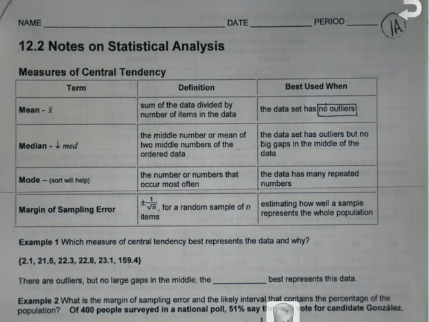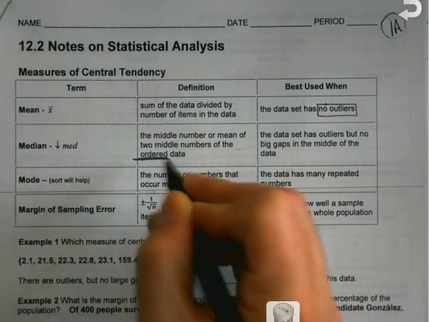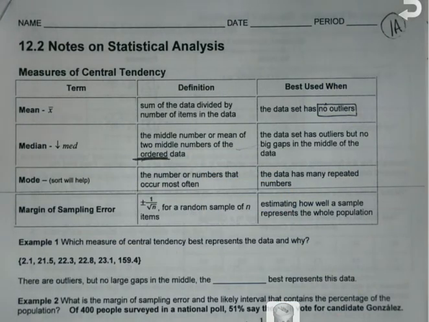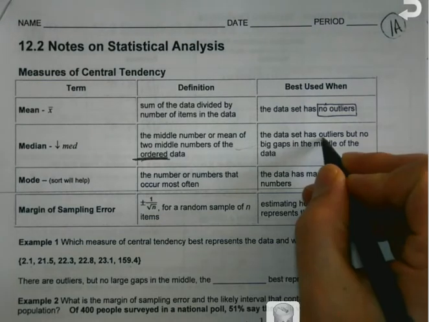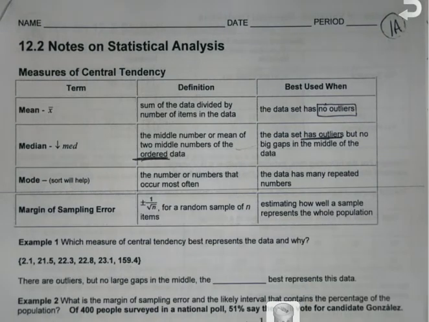Median, the middle number, the mean of the two middle numbers, if you don't have a single one, in ordered data. In other words, the numbers have to be in order from least to greatest in order for you to be able to find the median. If they're all mixed up, you have to put them in order first. But again, here, you can deal with outliers, but you just don't want to have a big gap in the middle of your data. So like if there's like a 50 number difference between the middle two numbers, median may not be the best idea for you on that one.